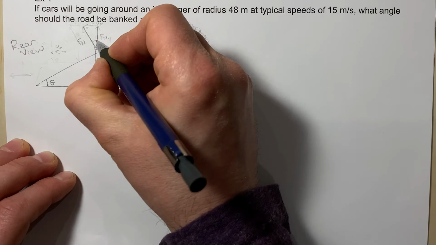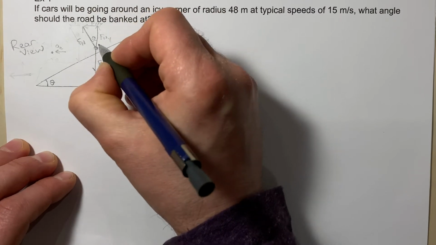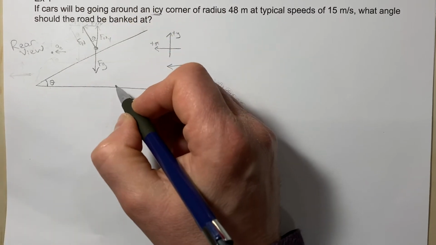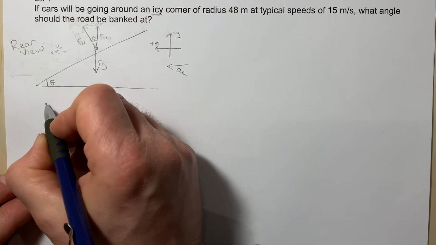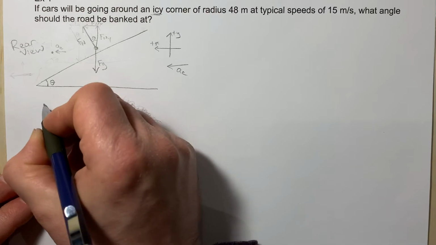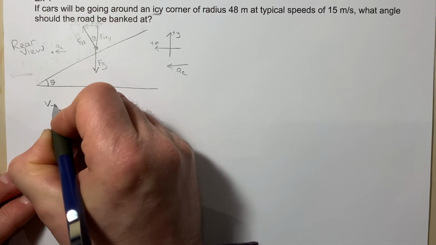This angle right here is that angle right there between Fny and Fnx. So I'm going to start off and I'm going to look in the vertical direction and the horizontal direction, kind of at the same time. So let's start vertical.